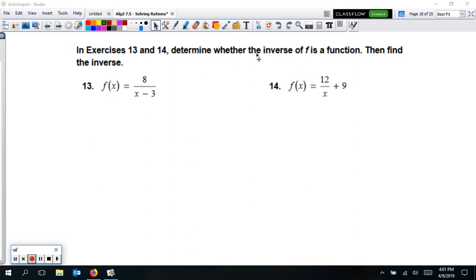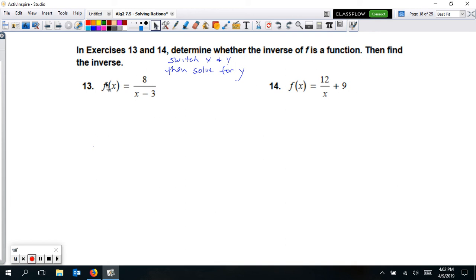So first of all, we need to remember that there's a two-step process for this. Hopefully you remember this. It's very simple to remember. Switch and solve. I always like to say switch and solve. That's when you find the inverse, switch and solve. So we want to do that. Switch, then solve. We're going to switch x and y, then solve for y. That's what we're doing. So remember, switch and solve.